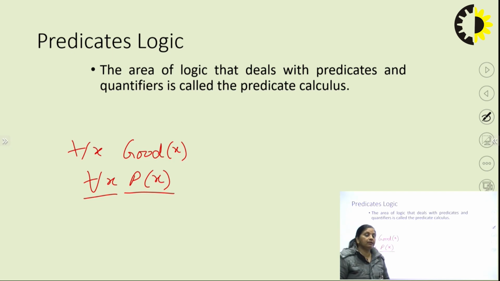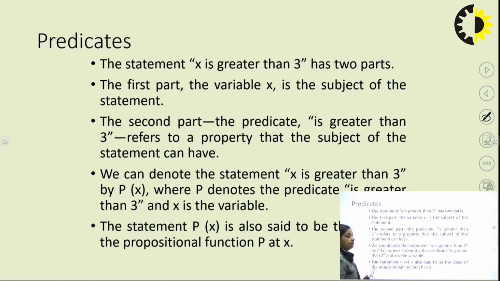So now what will we discuss? We will discuss these two parts. What are these? These are the quantifiers, for all X and existential, and the predicates. So let us take both the topics. The first one is predicate. Let us understand the concept of predicate with an example.